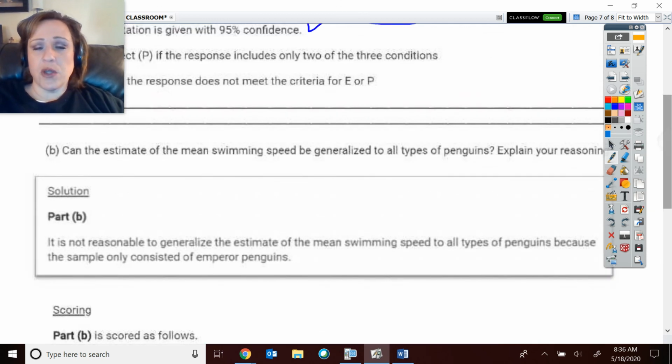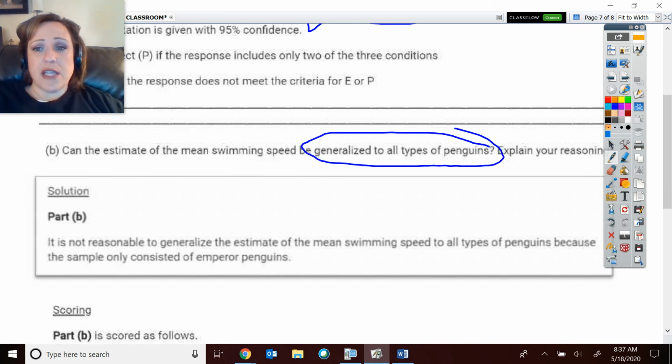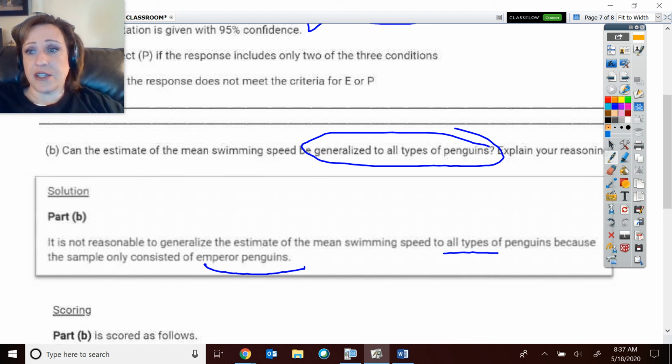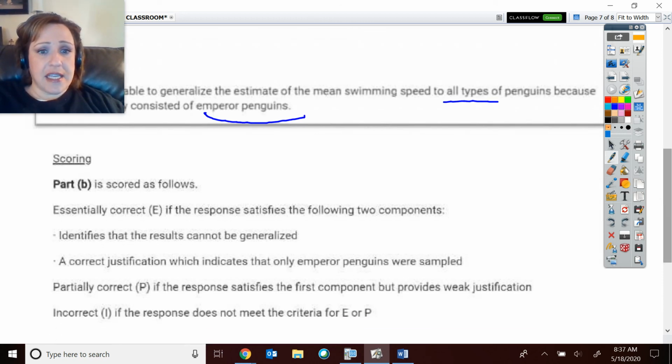Now, then a very simple experimental design question is, can we estimate this and generalize to all types of penguins? So I hope you realize that, of course, you cannot generalize to all types of penguins because this sample is only the emperor penguins, which I'm sure are very different than a bunch of other kinds of penguins. Okay, I'm not an expert, but I think that seems obvious that there's a lot of different kinds that aren't going to be going the same speed. So that's all they asked for: that it cannot be generalized, and say that it's because this is only one type of penguin.